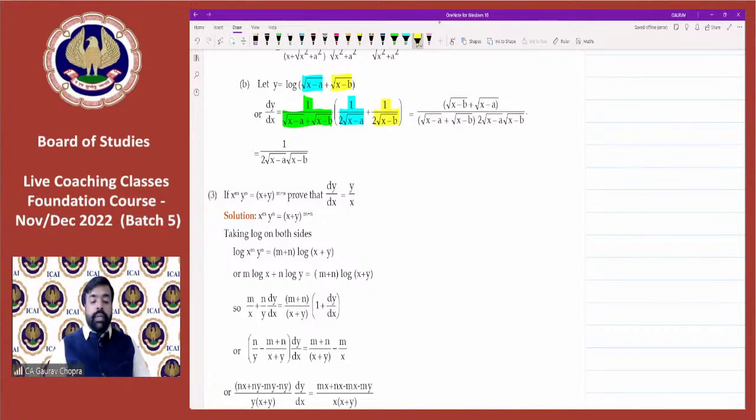Now what can be done? We can take LCM of 2 root x minus a, x minus b. And the numerator will come as root of x minus b and root of x plus a. We can easily cancel them and get the final result. So this was function into another function and then another function.